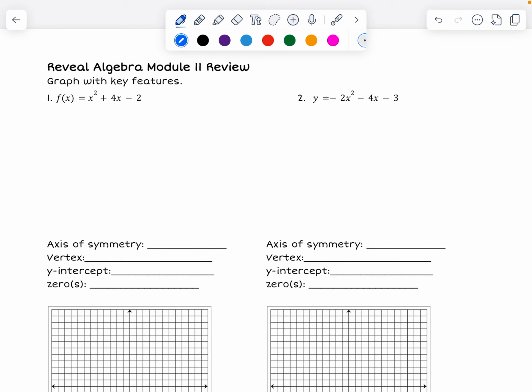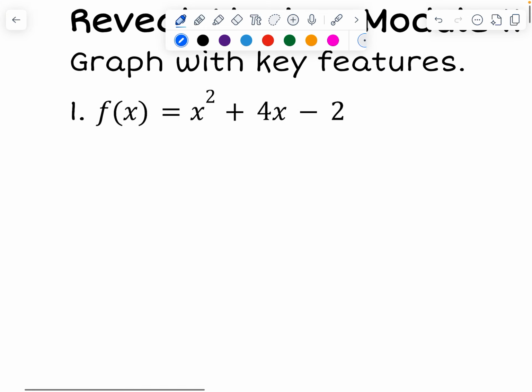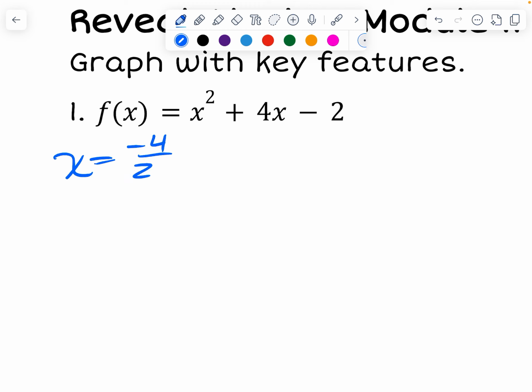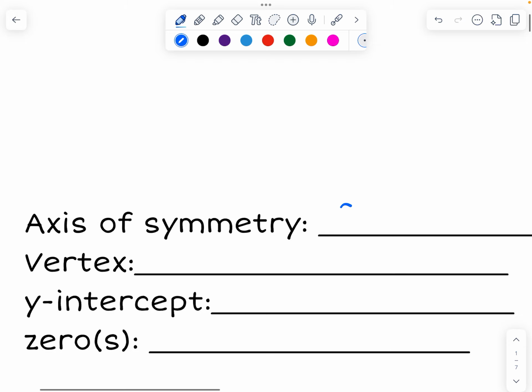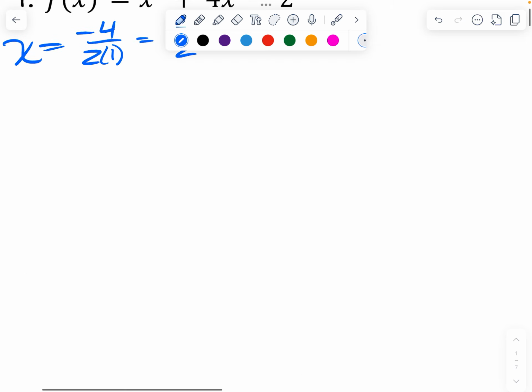So here we go. First things first, axis of symmetry. X equals negative b over 2a. So that means that's going to get me negative 4 over 2. So that gets me negative 2. So my axis of symmetry, x equals negative 2.